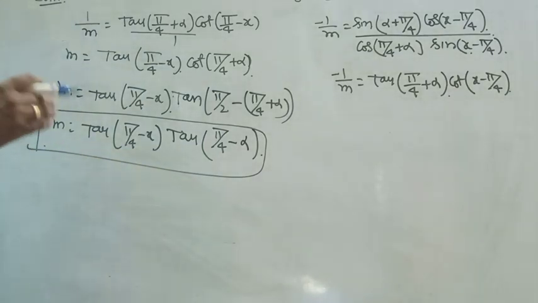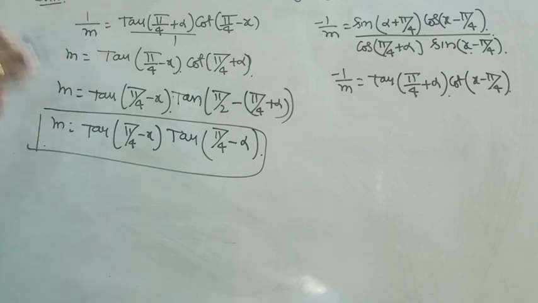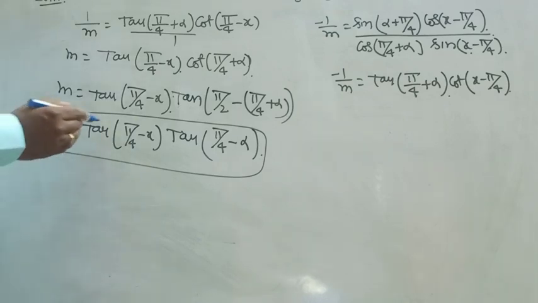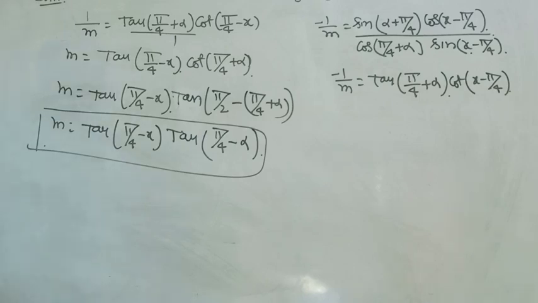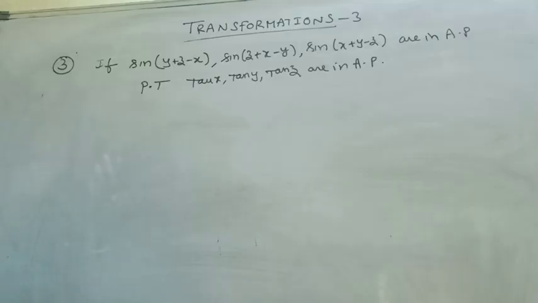M is equal to... we applied only a simple technique, the componendo dividendo method. Since sin c minus cos was there, we converted it into sine by applying sin of pi by 2 minus theta. Then we applied sin c plus sin d over sin c minus sin d, and we have beautifully got this result: M is equal to tan(pi by 4 minus x) into tan(pi by 4 minus alpha).